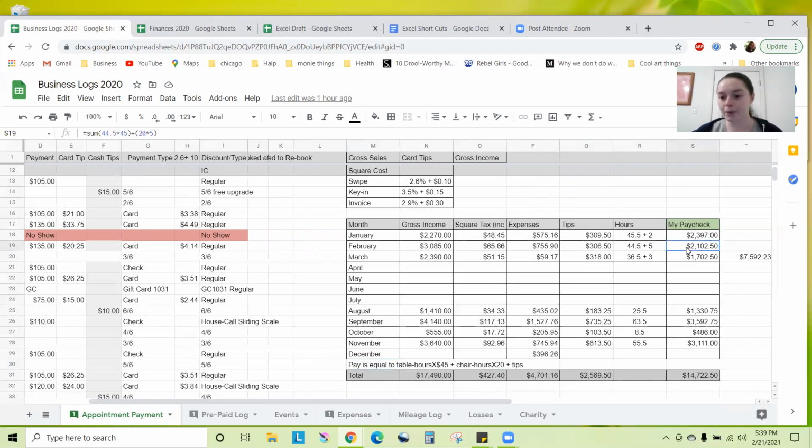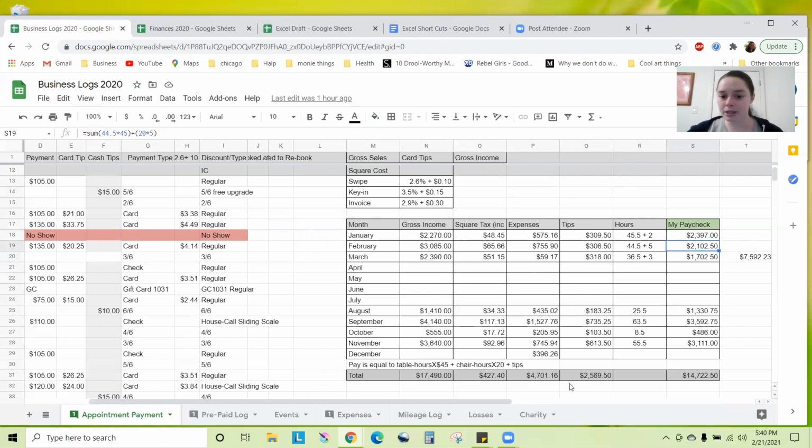So when I click on February, it's going to say 44.5. So that's the number of hands-on hours times 45, the number of dollars I get per hour. And then plus, in another parentheses, there's going to be 20 times 5. So that's 20 times the amount of chair massage I did. And that function is going to give me that number there. So now I know what I made and the computer did all the math for me.